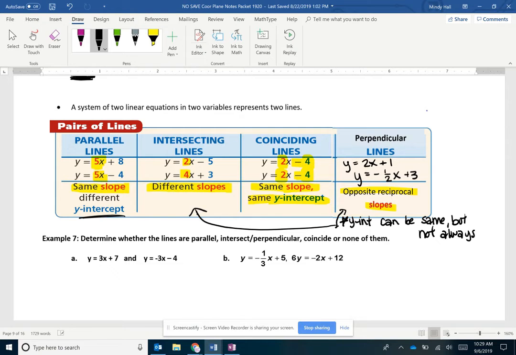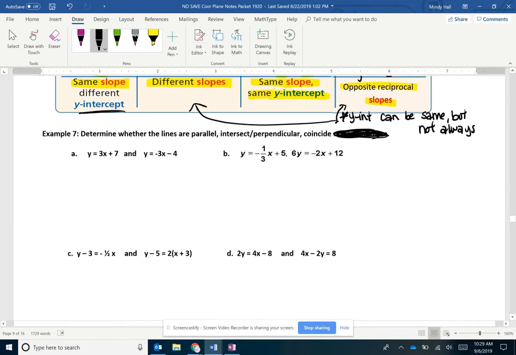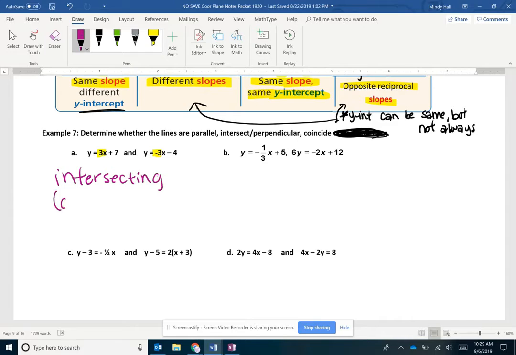Okay, so now we want to figure out if the lines are parallel, perpendicular, or intersecting, or coinciding. So starting off with A, we compare the slopes. We have 3 and -3. So because these are not the same slope and they're not opposite reciprocal slopes, that tells me that these are just intersecting. And it's because of different slopes. And you do not have to tell me why every single time, but it might not be a bad idea just when you're beginning to force yourself to think about why.